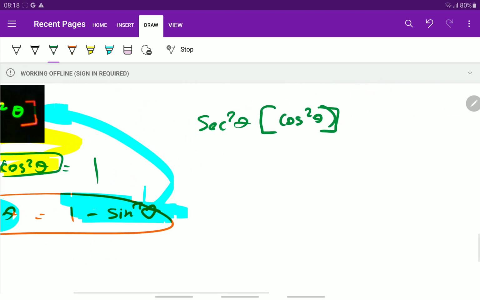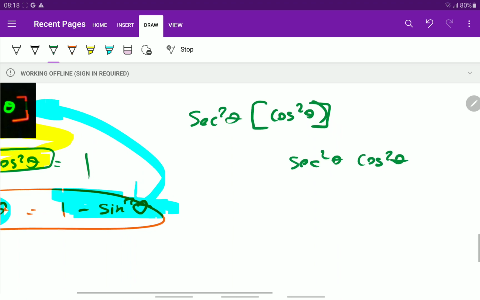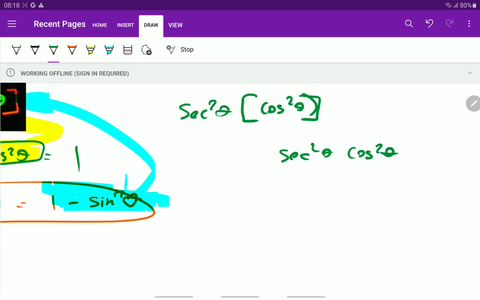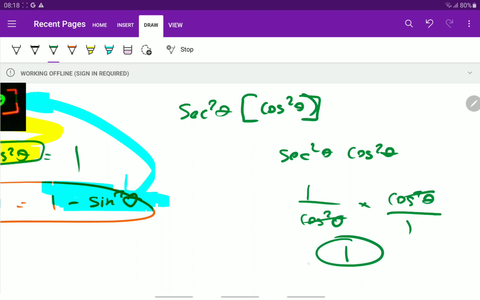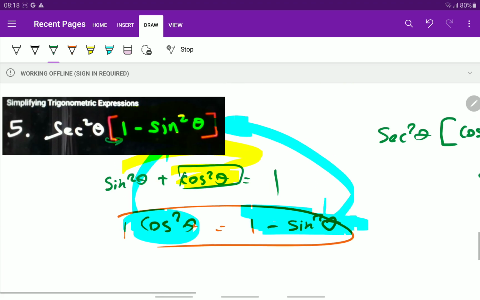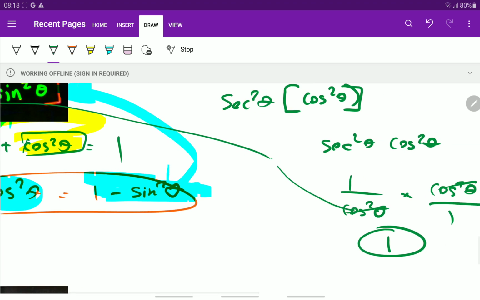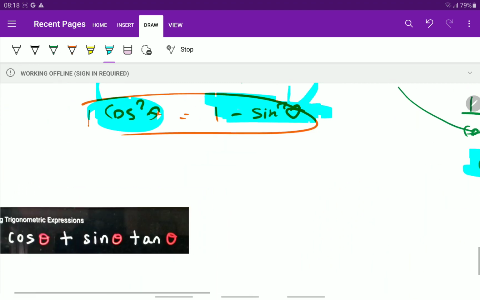Now, sec squared theta, let's just multiply this open. So this is sec squared theta cos squared theta. Sec squared theta is basically 1 over cos squared theta, multiplied by cos squared theta, which is cos squared theta over 1. This just cancels out. 1 over 1 is 1. So the answer is 1. So this expression just simplifies down to 1.